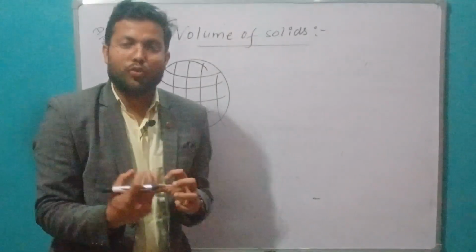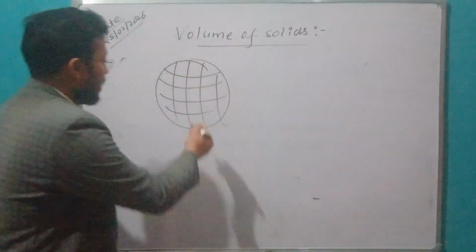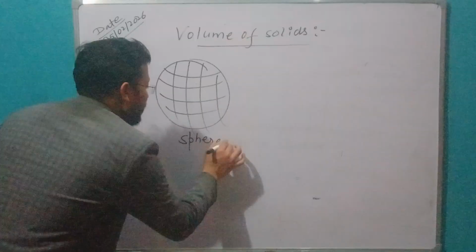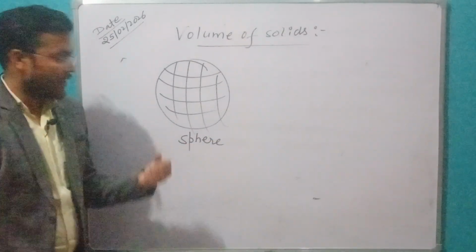This is the sphere. This figure is just like a football. The football is an example of a sphere. This is a solid figure because it occupies space. It is a 3D figure. It has length, breadth and height.